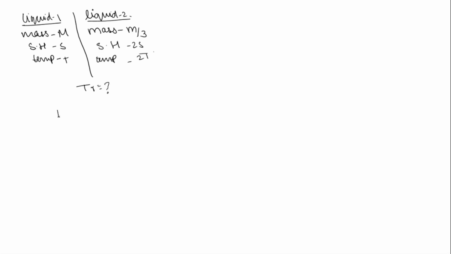So we know the formula Tr is equal to M1S1T1 plus M2S2T2 by M1S1 plus M2S2. This is M1, this is M2. Mass 1, mass 2, specific heat 1, specific heat 2, temperature 1, temperature 2.